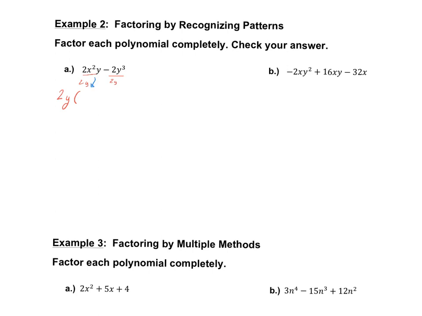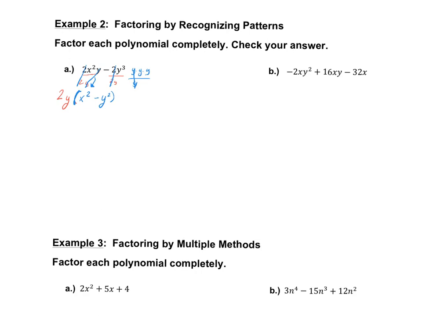So in this first term, the y's cancel and 2 divided by 2 is 1. So we're left with x squared. In the second term, 2 divided by 2 is 1. And y to the third divided by y, we subtract those exponents, leaves me with y squared. Really, it's y times y times y, and on the bottom we had y, so you can cancel one of them. So we end up with y squared. So it's 2y times x squared minus y squared.